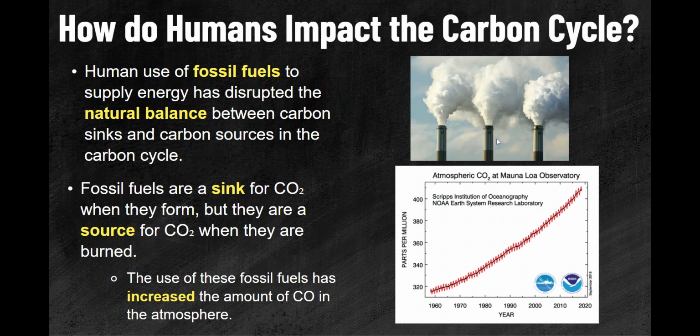You can see in this top image, this is a picture of a factory that is burning fossil fuels and putting carbon dioxide into the atmosphere. And this graph shows you how the amount of carbon dioxide in the atmosphere has been increasing for decades.